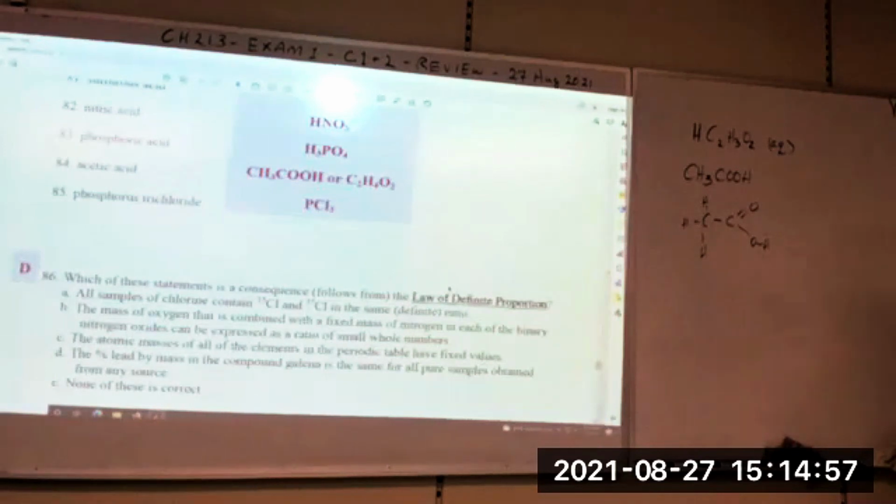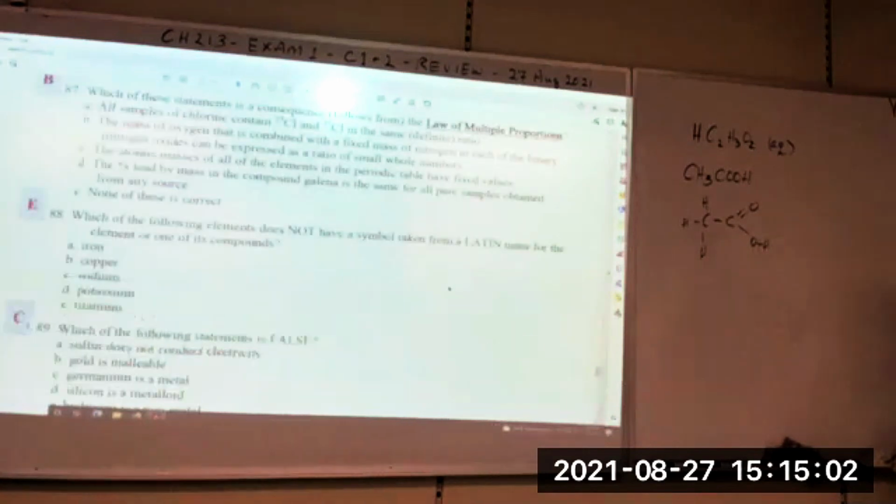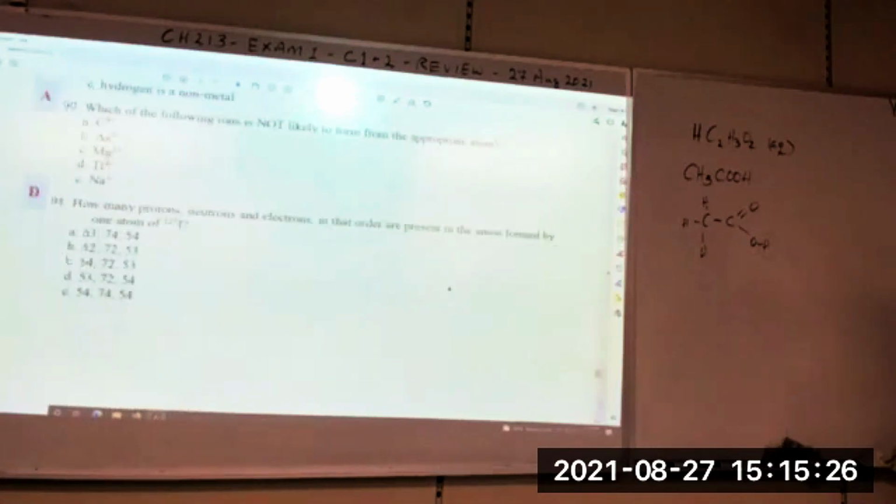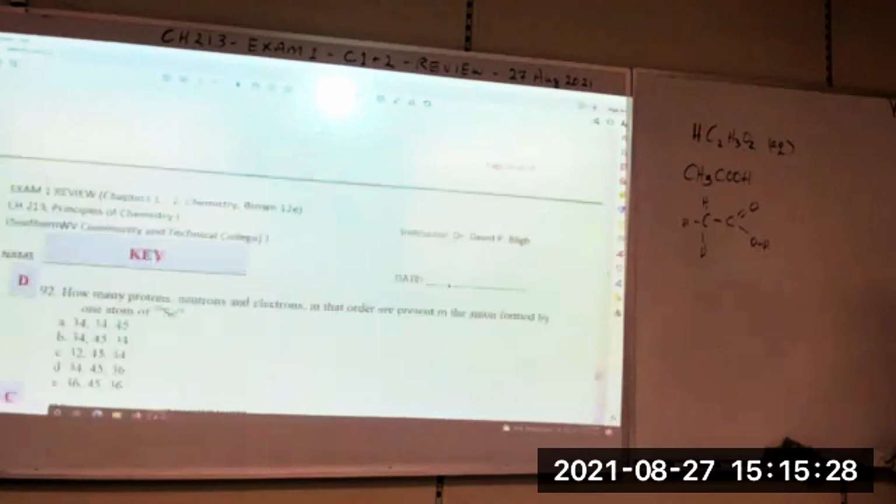Let's see. We talked about definite proportions already. Multiple proportions, which does not have a Latin symbol. Iron does, copper does. Sodium, natrium, yeah. Potassium. Titanium is the one that doesn't have a Latin derived symbol. Okay, I was just looking for tricky ones now.